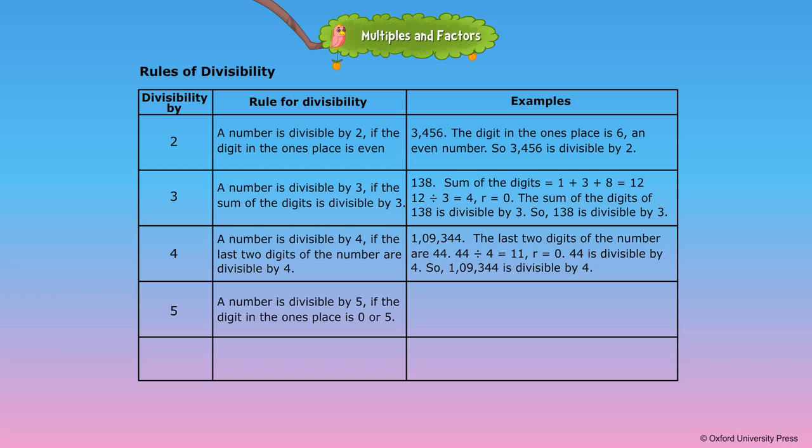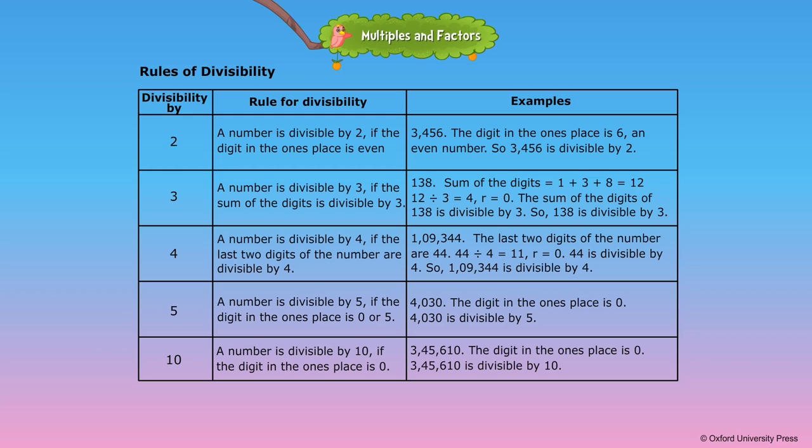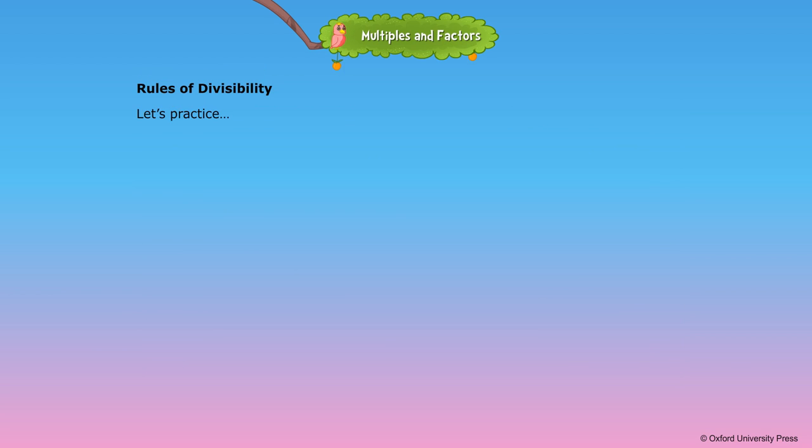Divisibility by 5. A number is divisible by 5 if the digit in the ones place is 0 or 5. 4030. The digit in the ones place is 0. 4030 is divisible by 5. Divisibility by 10. A number is divisible by 10 if the digit in the ones place is 0. 3,45,610. The digit in the ones place is 0. 3,45,610 is divisible by 10.